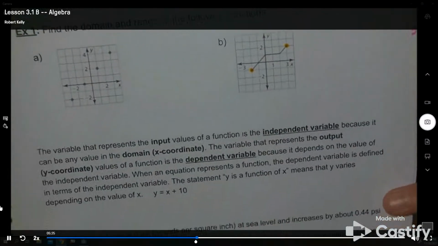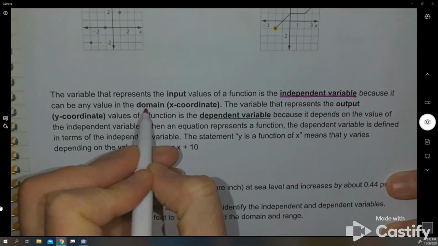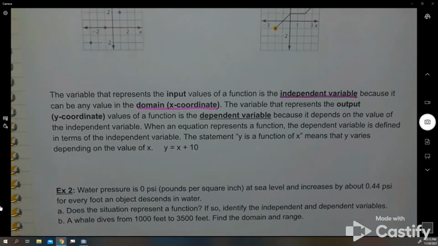Another set of vocabulary terms that we're going to be talking about in this section are independent and dependent variables. So our independent variable is going to be our input, or our domain, or x coordinate. All those things mean the same thing. Because basically, if you're going to graph something, you can pick what numbers you plug in for x to figure out which values you're going to get for y.